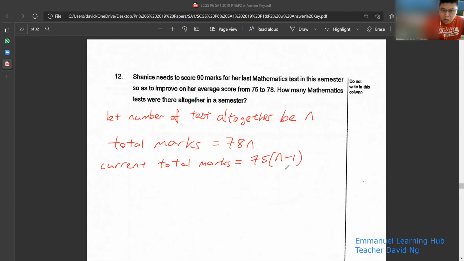This equation, do you understand? Her current total marks. Okay, this is important now. So her current total marks, if she scores 90, she needs the mark to get to 78. Oh, this is what it means. Do you understand this equation?